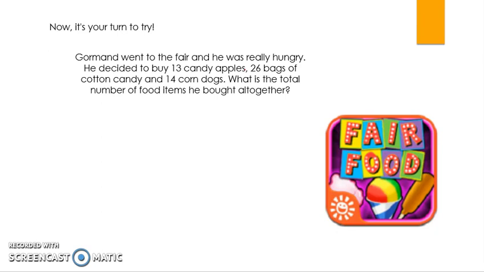Now we remember Gorman was really hungry when he went to that fair. He decided to buy 13 candy apples, 26 bags of cotton candy, and 14 corn dogs. What is the total number of food items he bought all together? Let's make sure we go back and review that we have all of our clue words. We have the word and, which means we're joining numbers. We have the total, and now we have all together. That tells us that we're going to be using the commutative property of addition.